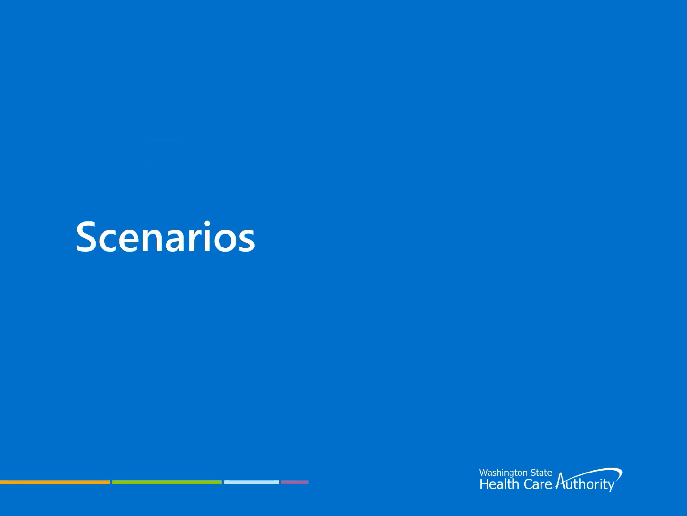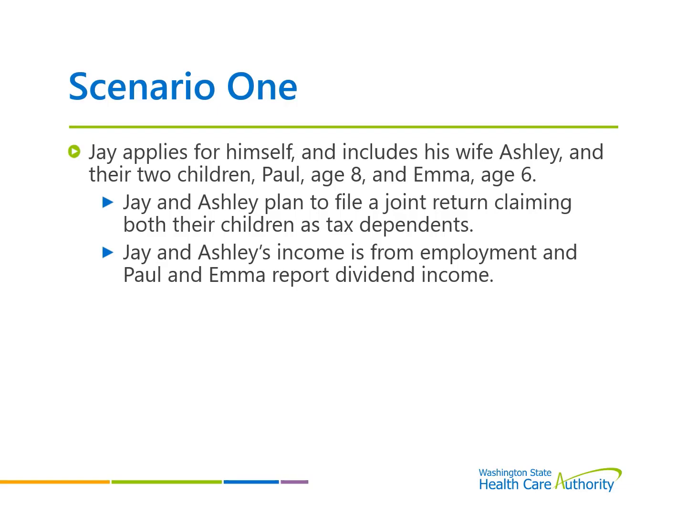Scenarios. Scenario 1. Jay applies for himself and includes his wife Ashley and their two children, Paul, age 8, and Emma, age 6. Jay and Ashley plan to file a joint return claiming both their children as tax dependents. Jay and Ashley's income is from employment, and Paul and Emma report dividend income.